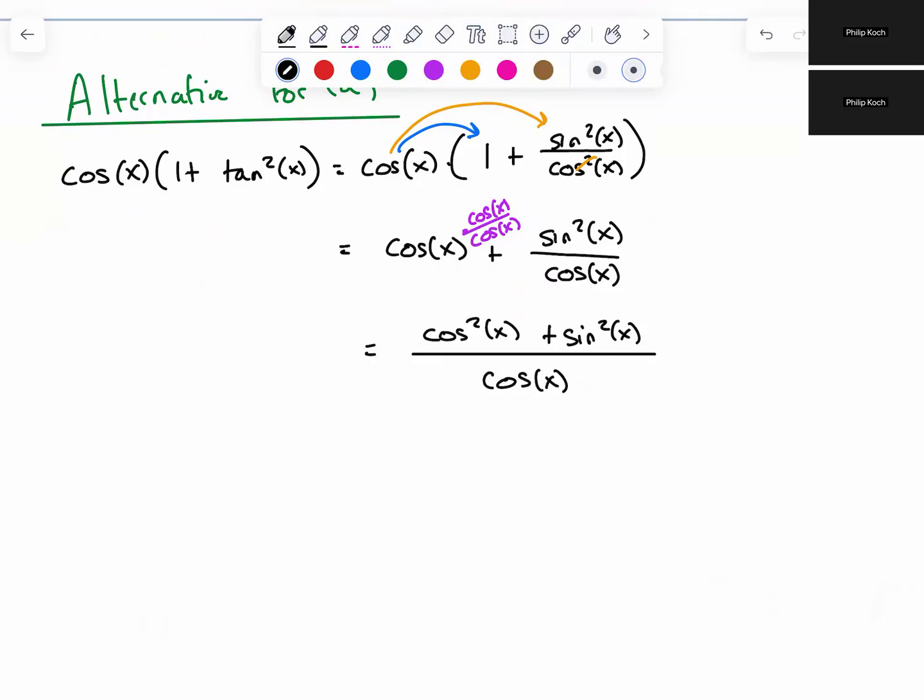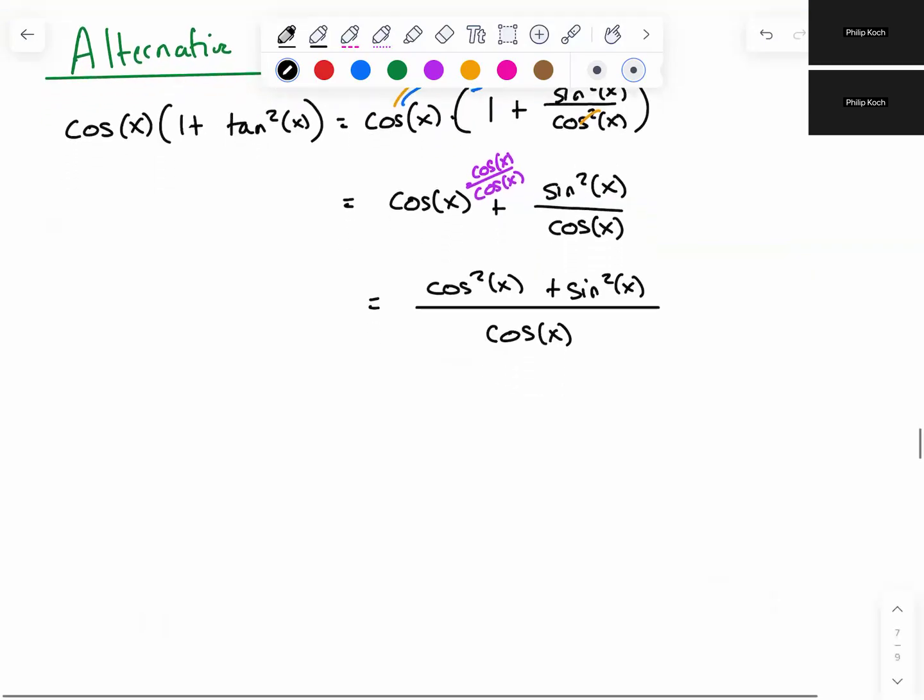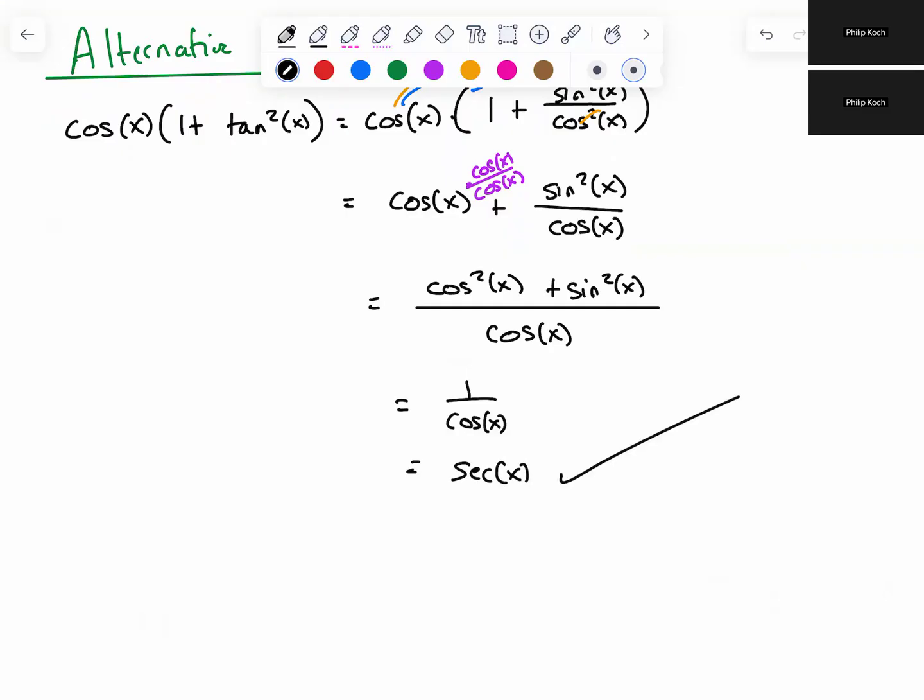And that's just algebra. So far we've done algebra, we did a quotient identity, then algebra, and then algebra again. But we know what cosine squared plus sine squared is. That's 1. So this is 1 over cosine of x. That's a Pythagorean identity. And then the reciprocal identity equals secant of x. So there's another way to do it.